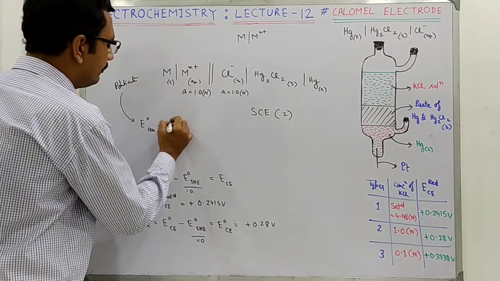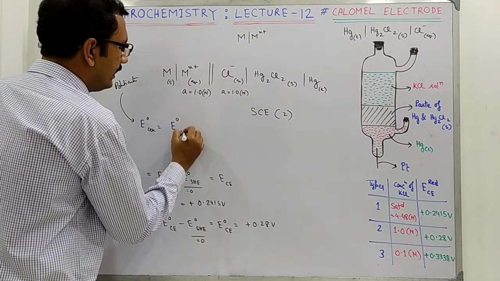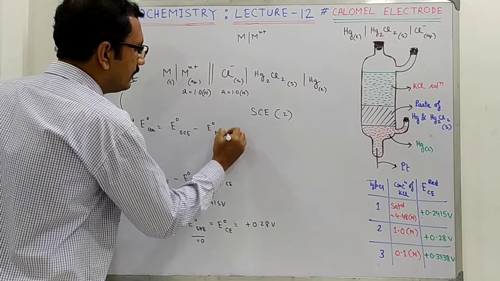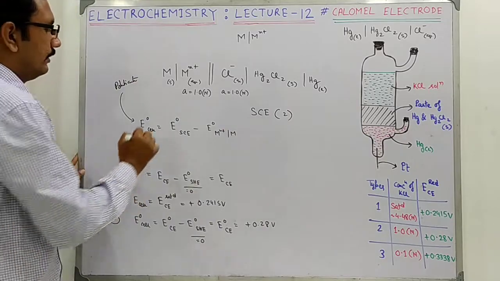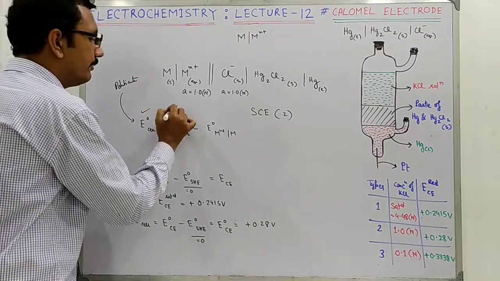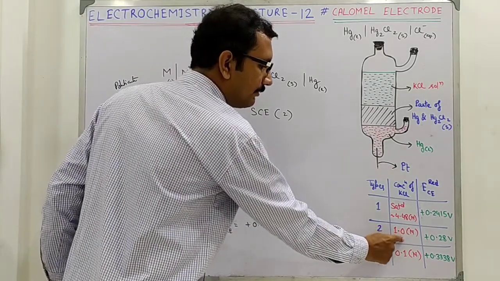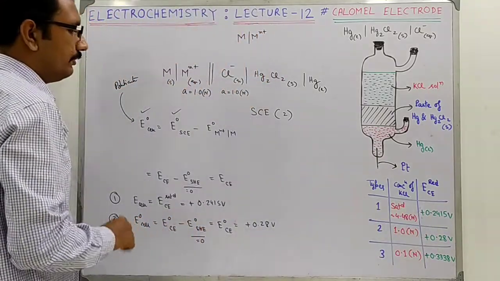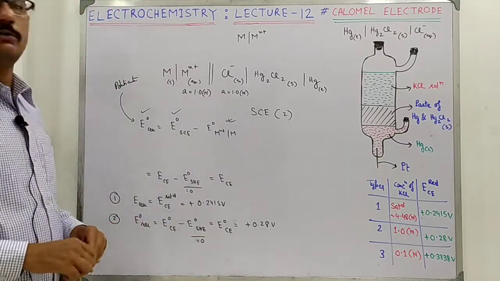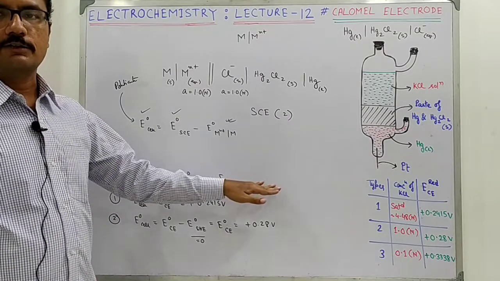So, E0 cell will be, now this is cathode, this is anode, it is E0 SCE minus E0, see it is reduction potential. So, you know the value of this one, that will be obtained from the potentiometer reading, you know the value of this one, since you are using normal Calomel electrode, that is standard Calomel electrode, its value will be plus 0.28 volt. So, you will be able to determine the reduction potential of the unknown electrode. So, in this way it is acting as the reference electrode.